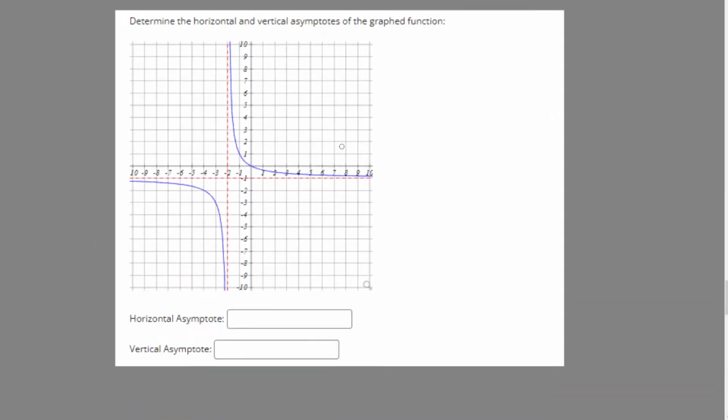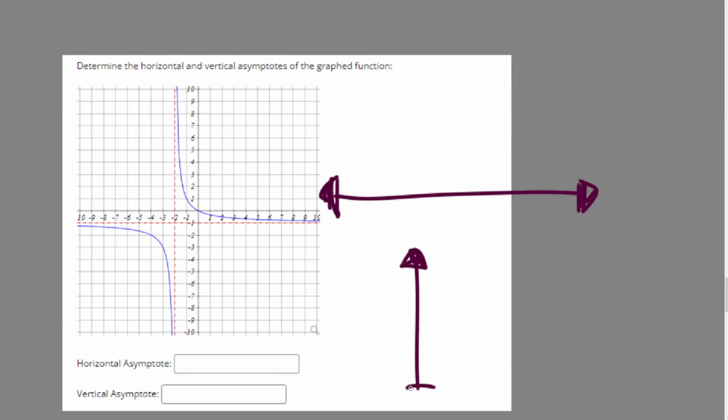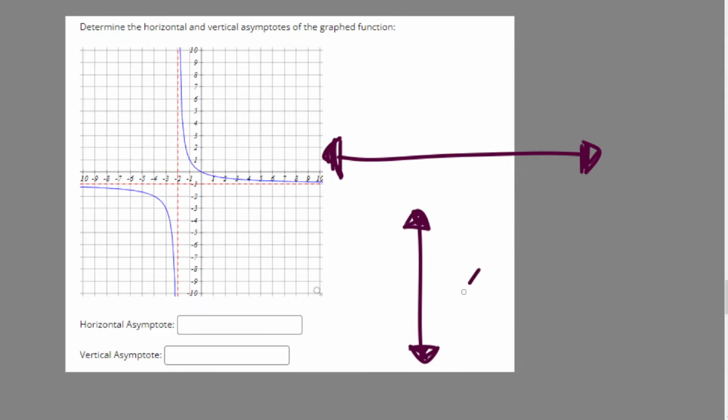Now this one's saying, determine the horizontal and vertical asymptotes of the graphed function. When we're thinking about horizontal asymptotes, we know horizontal is sideways, right? And we know vertical is up and down. Now, we just discussed what makes a vertical line. That is x equals something. And in contrast, we can imagine that a horizontal line is going to be y equals something.